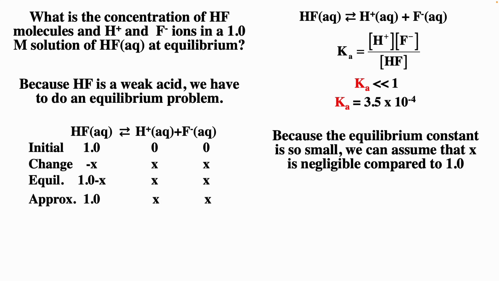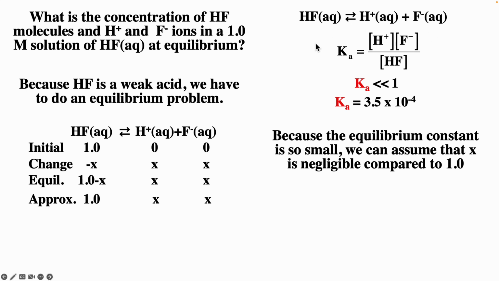Now, because Ka is really, really small, remember that means the reactants are favored. We have mostly reactants at equilibrium, and so most likely X is going to be negligible compared to our 1. And so we can make the approximation that X is negligible compared to 1.